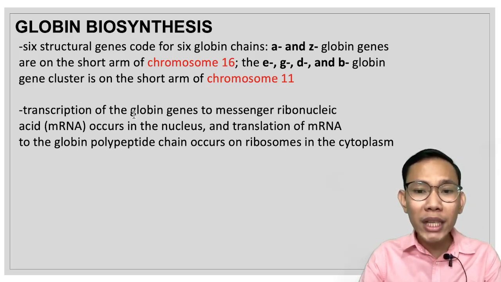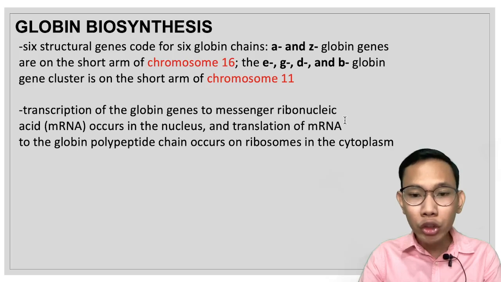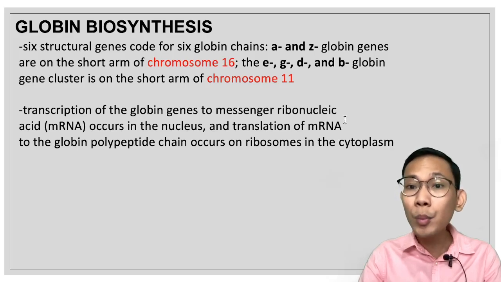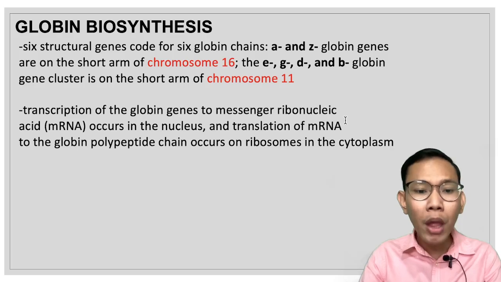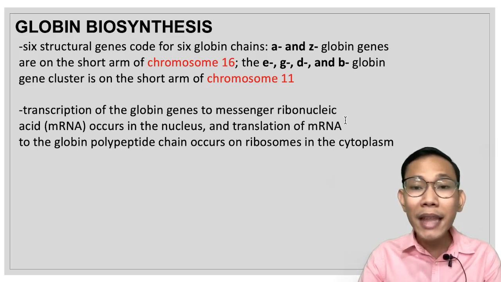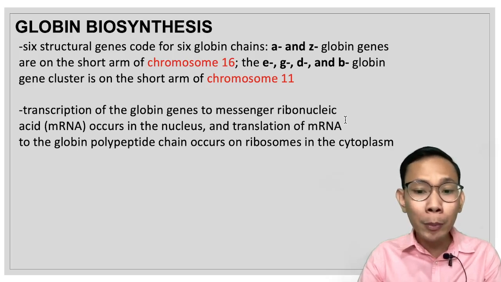Transcription of the globin genes to the messenger RNA. A messenger RNA or mRNA occurs in your nucleus, and translation of your mRNA to the globin polypeptide genes occurs on the ribosomes in your cytoplasm. So therefore, the production of your globin chains takes place in the erythroid precursors from the pronormoblast to the circulating polychromatic erythrocyte, but not in the mature erythrocyte.